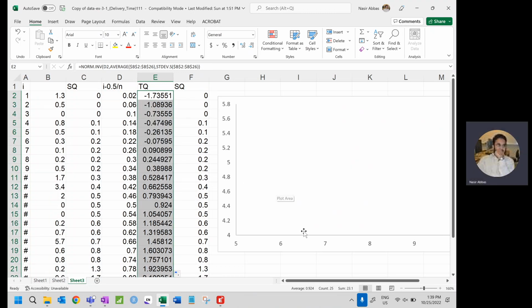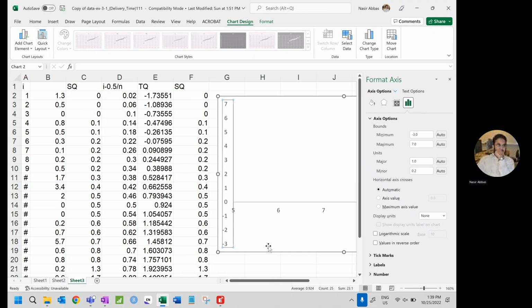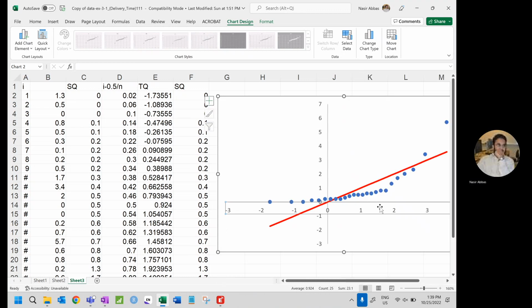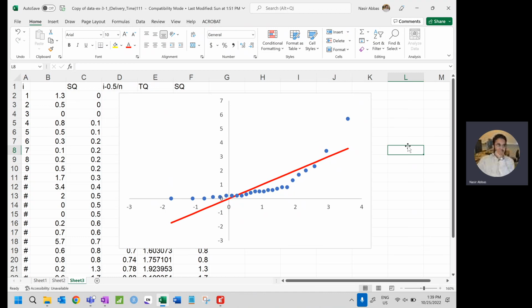Now there is a problem with the x-axis, auto. Here is the plot. Look at the plot. Do you see a systematic deviation from the red line? Systematic, not the random deviation. Previously, when the data was actually from the normal distribution, the points were deviating from the line, but they were deviating randomly, sometimes above the line, sometimes below the line.